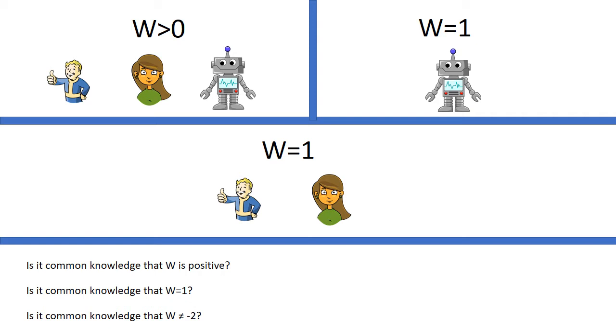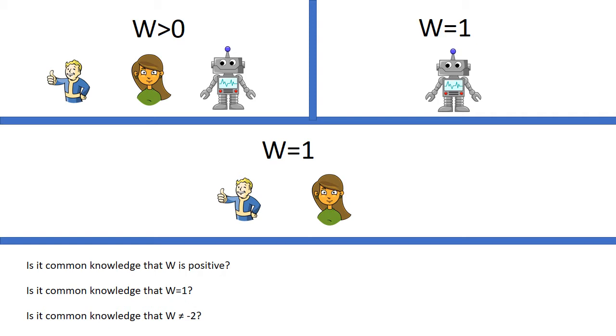Is it common knowledge that W equals 1? No. Now everyone knows that W is equal to 1, right? In the second room, the robot sees a sign, W is equal to 1, but the robot's alone in the room. So the robot doesn't know that anyone else knows that W equals 1. And in the third room, the boy and the girl see a sign that says W is equal to 1. They both know it. The boy knows the girl knows W is equal to 1, and the girl knows the boy knows that W is equal to 1. But neither the boy nor the girl know that the robot knows that W is equal to 1, so W equals 1 isn't common knowledge.